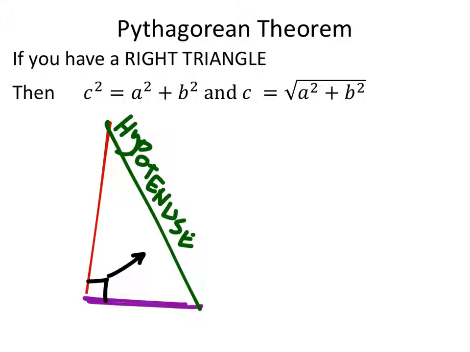The red side there is called a leg, and the purple side, just to make it easy to memorize and also to confuse people, is also called a leg. Again, you have to have a right triangle for this to happen. A is a leg, B is a leg, and C is the hypotenuse here.